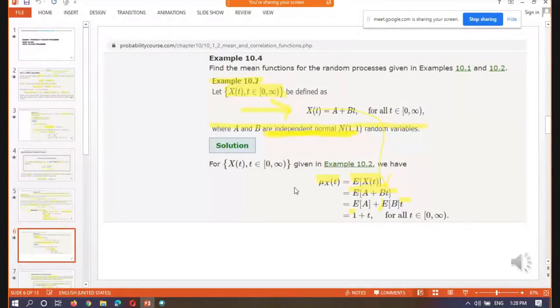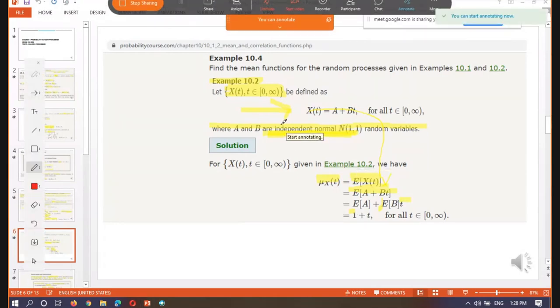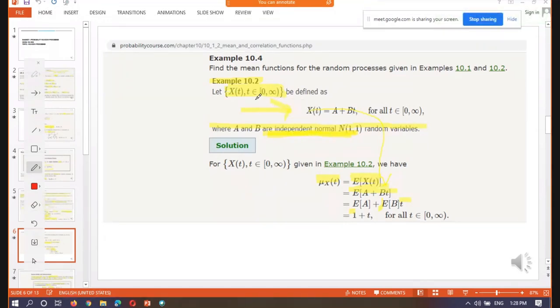Then here we have a problem of continuous kind of random variable. We can see here this is actually continuous. So by looking at the random process, you can say it is continuous or discrete time. So here you can see that this time belongs to a certain interval 0 to infinity. It means it's a continuous time random process, and it is defined by Xt equals A plus Bt, where t belongs to 0 to infinity, and it is given that A and B are independent and normally distributed with mean 1 and variance also 1.